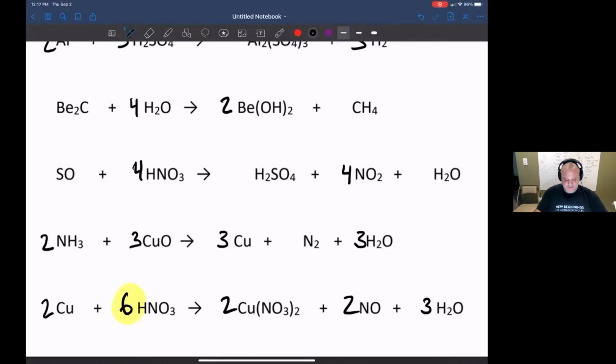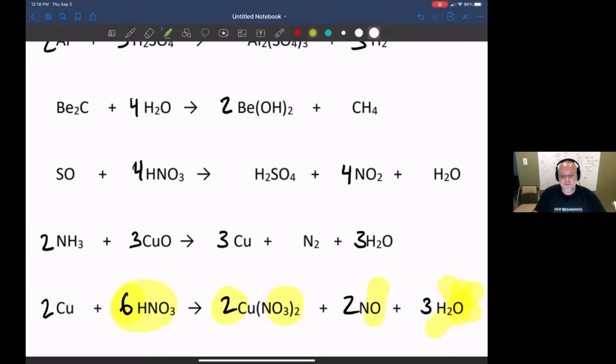Okay, so I think at this point, coppers are balanced, nitrogens are balanced, hydrogens are balanced, but now we've got to deal with oxygen. So I've got, again, 6 times 3 is 18 oxygens. I've got 6 times 2 is 12, 13, 14, 15, 16, 17. So oxygens aren't balanced. And so I don't actually know what to do at this point.